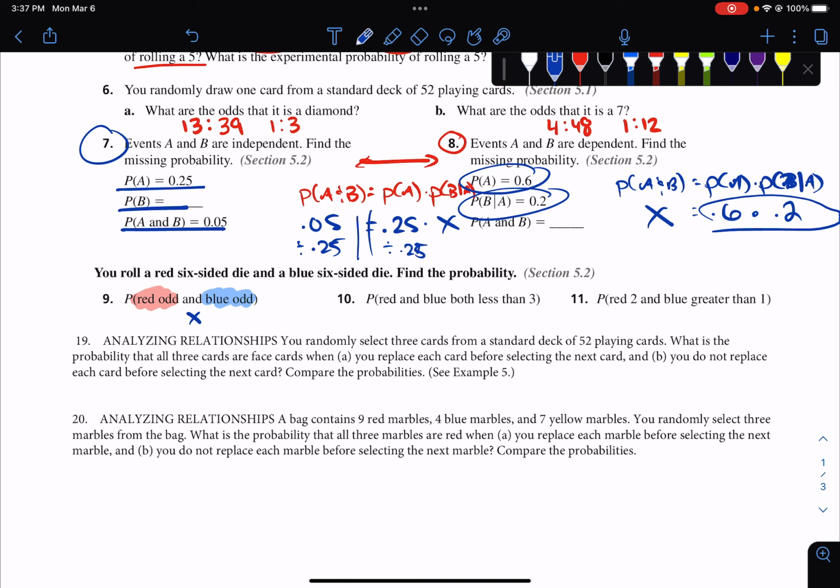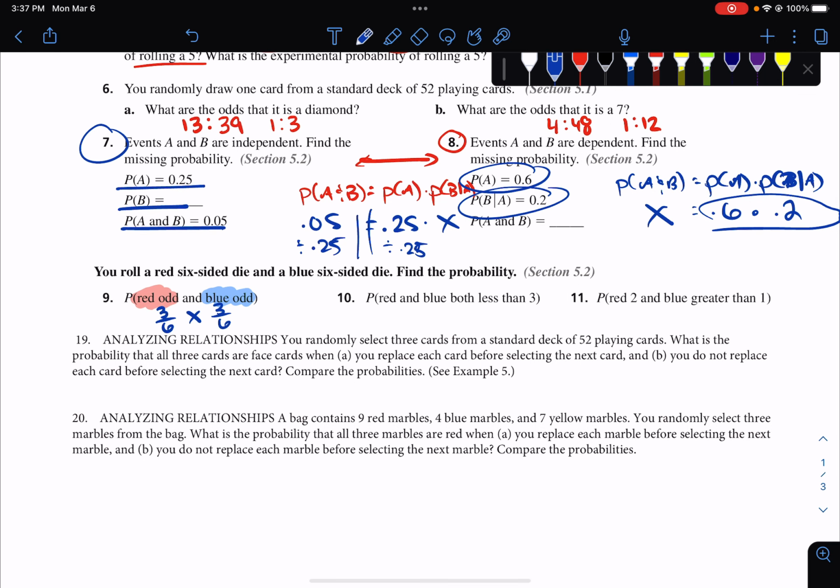So red odd. The red die has 3 odd numbers out of 6 numbers. A blue odd, the blue die has 3 odd numbers out of 6 numbers. So I do 3 over 6 times 3 over 6, which gives me 9 over 36, which will simplify. But again, I'll let you worry about that. So what's that going to be? 1 out of 4 is what it's going to be. So never mind. I'm not going to let you worry about it. I just did it for you.